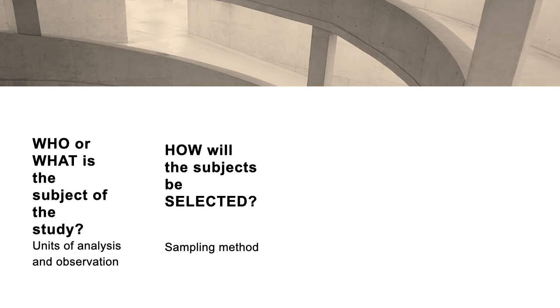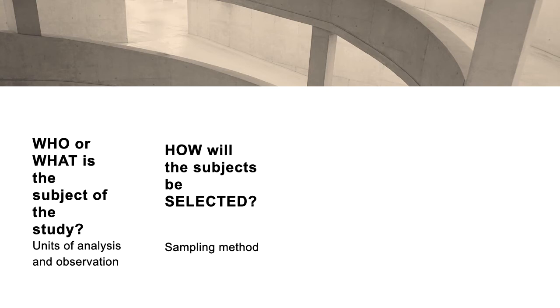How will the subjects be selected? The sampling method in our research design will describe how we will identify and select the subjects that we will study from the population of possible units of observation that our research problem applies to. We say that the subjects that we select, in some systematic manner, to be part of our study make up a sample that is meant to represent our population.